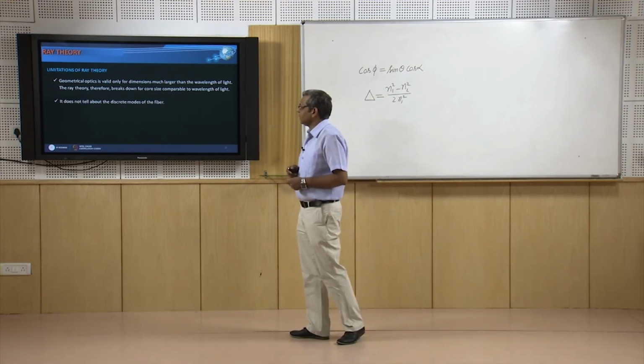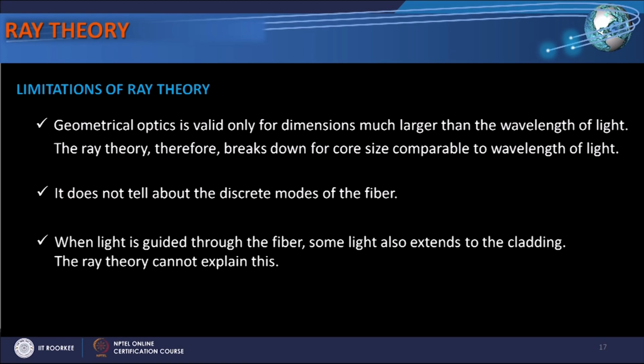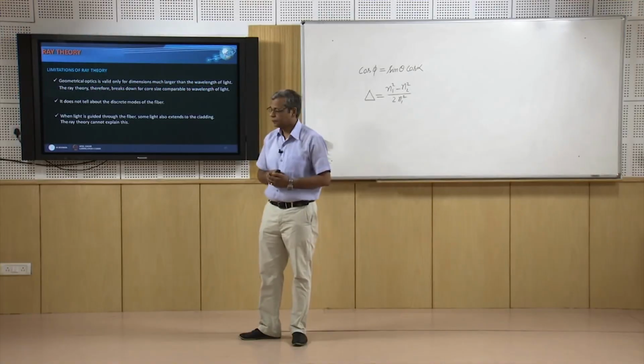Second thing, it will not tell you the discrete modes of the fiber. As we will go along, we will learn that the fiber supports certain discrete modes of propagation, but ray theory cannot tell you about discrete modes of the fiber. Third thing is, when light is guided through optical fiber, some light also extends to the cladding, and ray theory cannot explain this. So, these are some limitations of the ray theory.